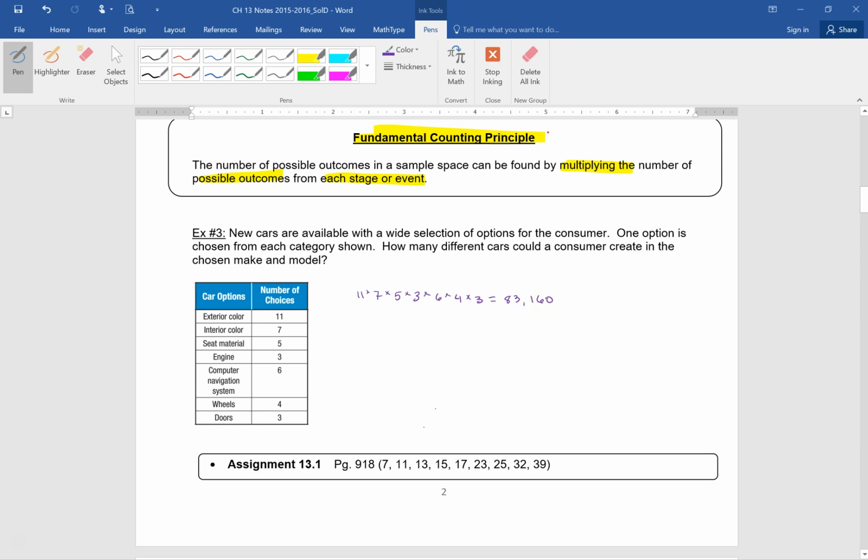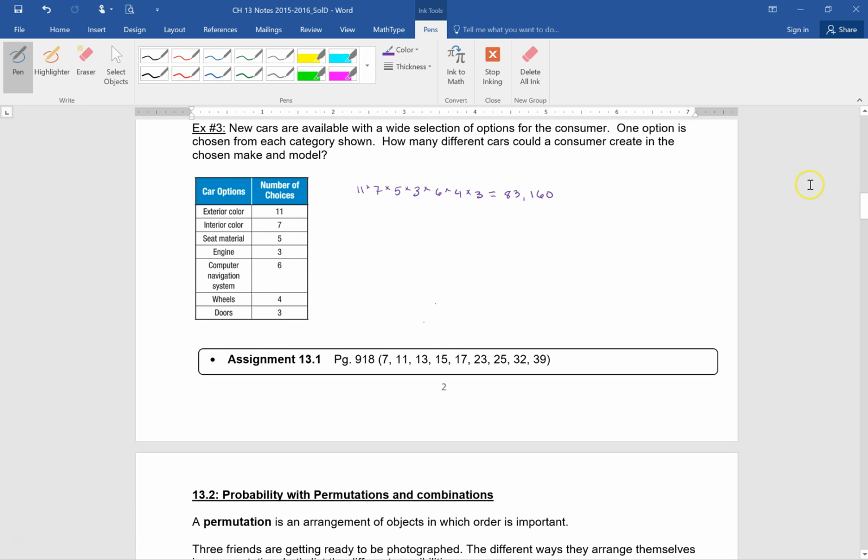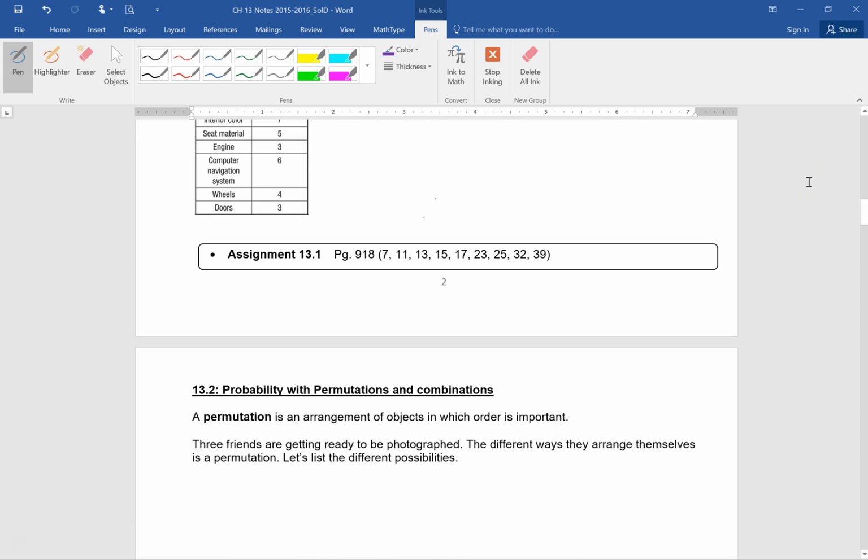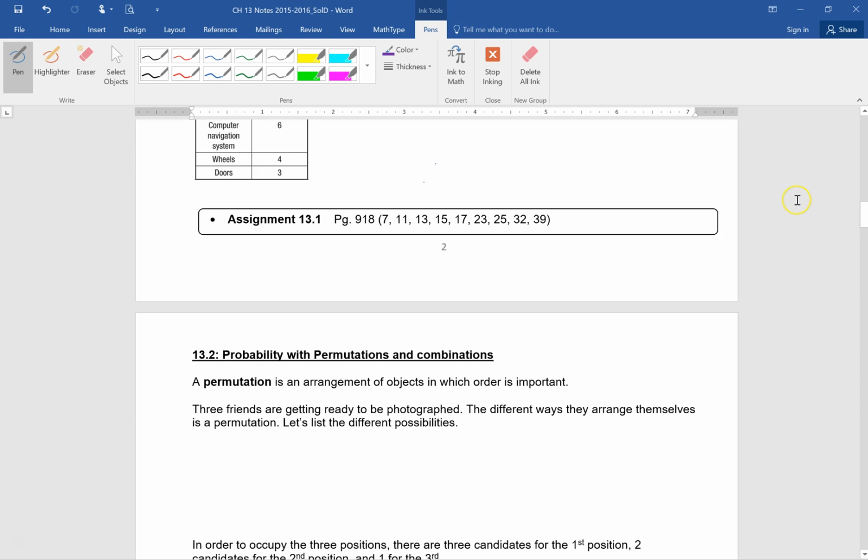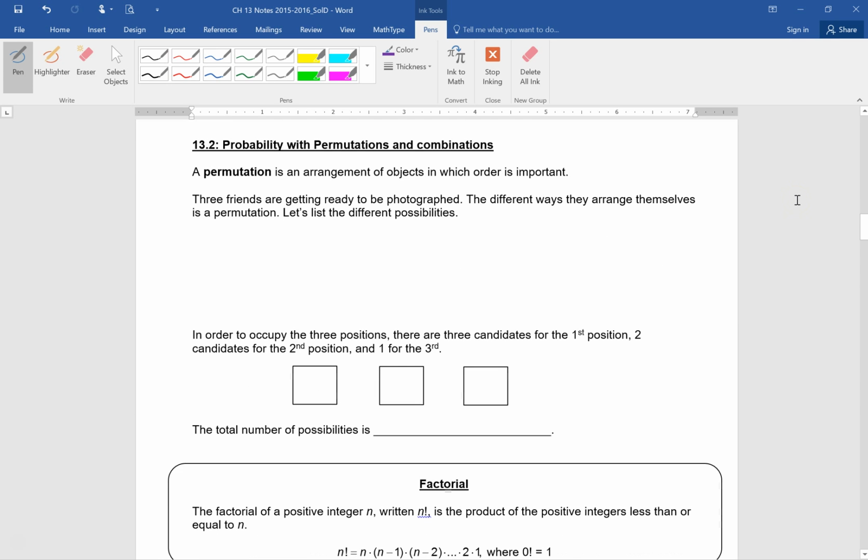83,160. So that's how many people have to choose cars before you have to repeat one, right? Isn't that crazy? Look at all the choices that we live with, all the choices open to us. That's huge. Okay, so that's it for section one. And I'm going to move on to section two. I'm going to do at least the first half of section two.